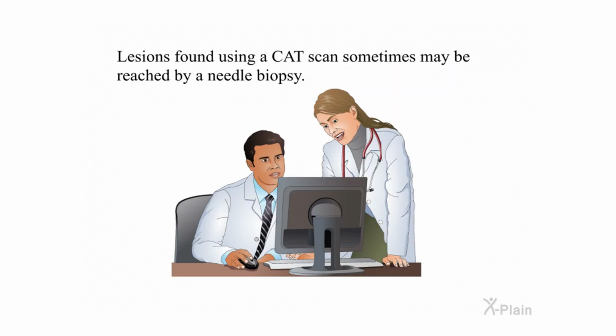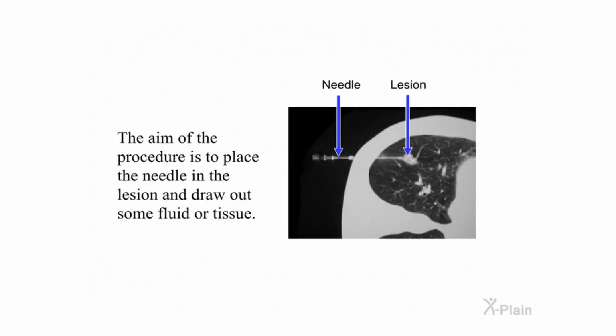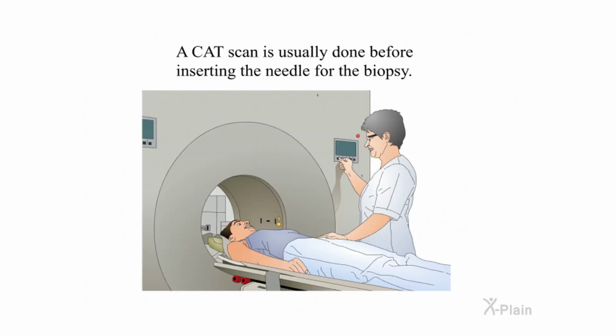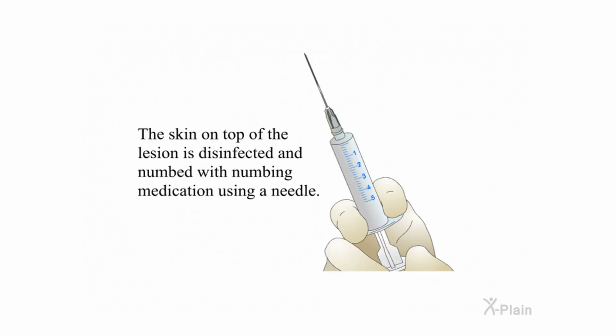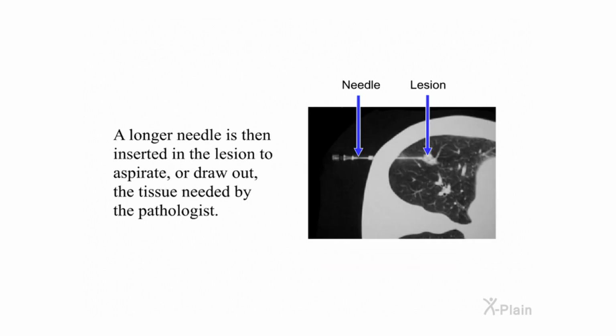Procedure. Lesions found using a CAT scan sometimes may be reached by a needle biopsy. The aim of the procedure is to place the needle in the lesion and draw out some fluid or tissue. A CAT scan is usually done before inserting the needle for the biopsy. The skin on top of the lesion is disinfected and numbed with numbing medication using a needle. A longer needle is then inserted in the lesion to aspirate or draw out the tissue needed by the pathologist.